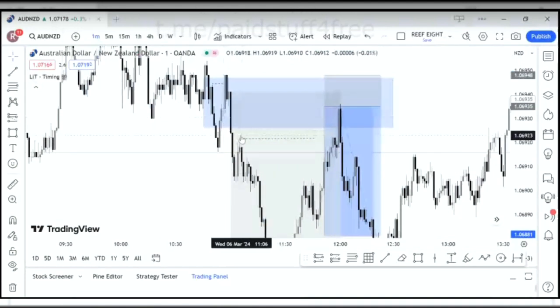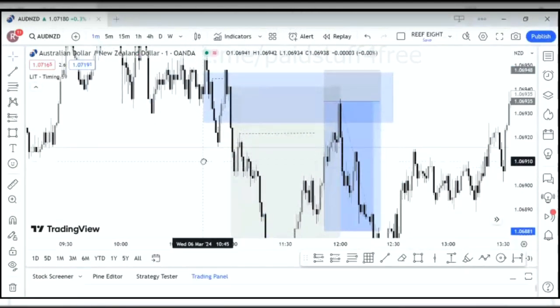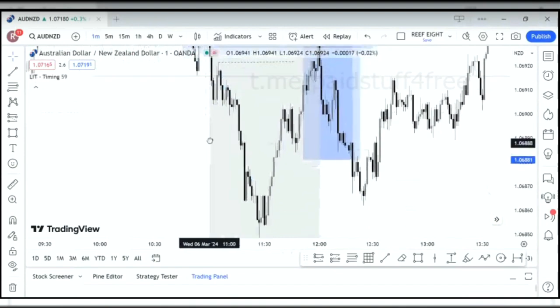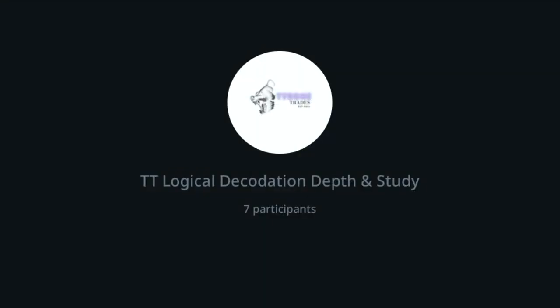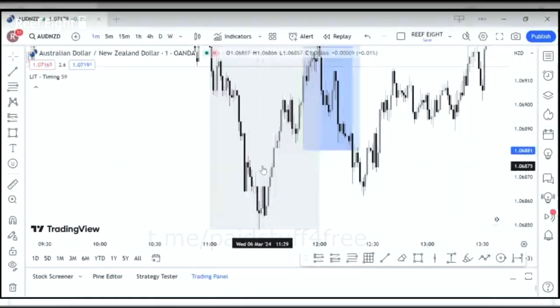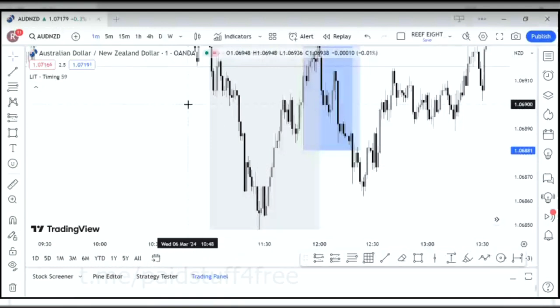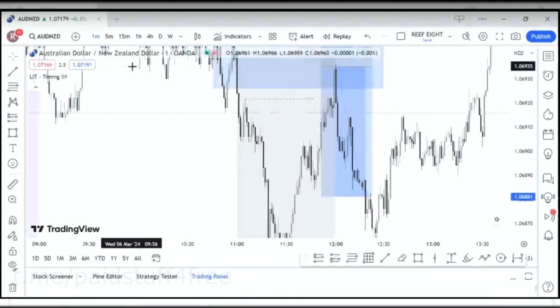So this is this. You can call it internal range liquidity, structure liquidity, whatever it is. And then we had this low taken out. Was it this one? It was this one, and then this high was taken out. So the valid range was there.